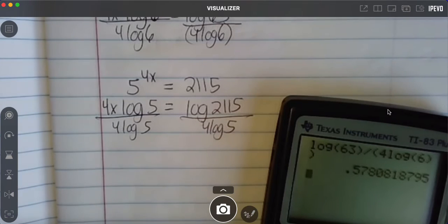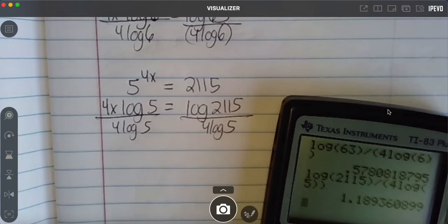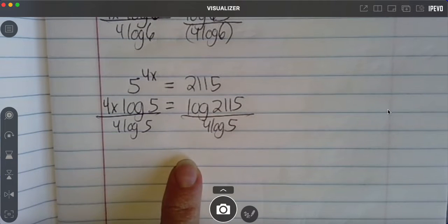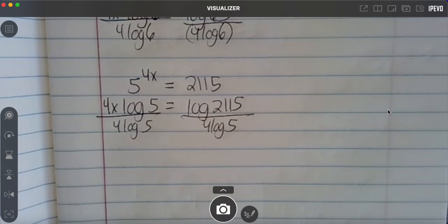I'll type that in my calculator. Log 2115 divided by, put in parentheses, 4 log 5. And I get, on number 25, 1.19 is what they round to. Is that getting better? Any better? Okay, good. I did 22 different, but I could have done 22 just like this as well.